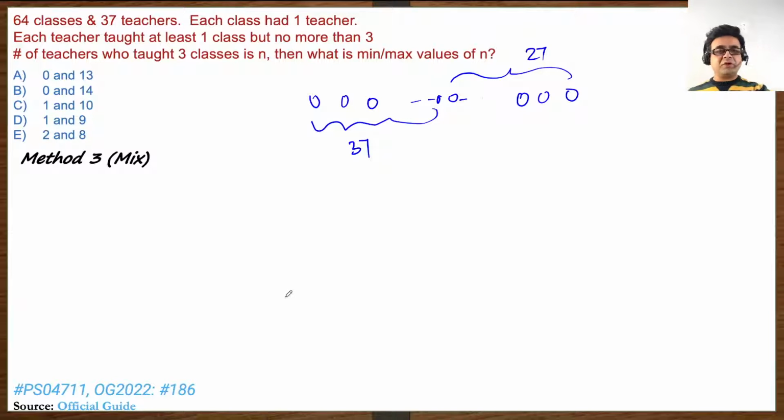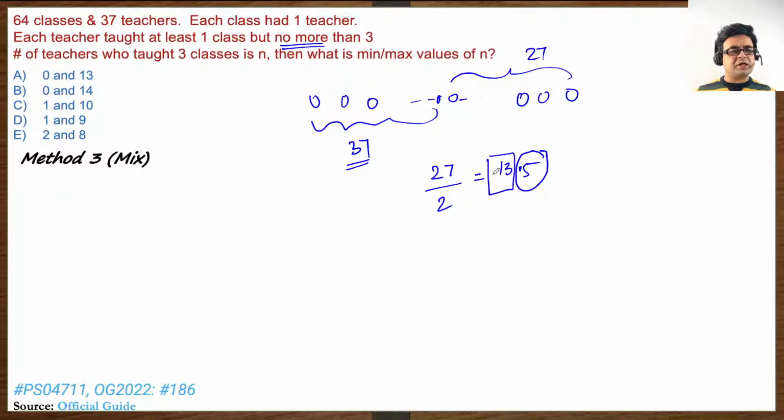Let's assume all of the 27 classes are given to teachers who teach more classes than 1. So 1 was already given. Now the teachers can get at maximum 2 more, because one of the constraints is no teacher teaches more than 3 classes. So we can give 2 additional classes to each of the teachers. So I can just do 27 divided by 2 equal to 13.5. I know that nobody can get 0.5, but I could still manage to get 13 teachers given 2 extra classes, and 1 class will be remaining. So my maximum value would be 13.